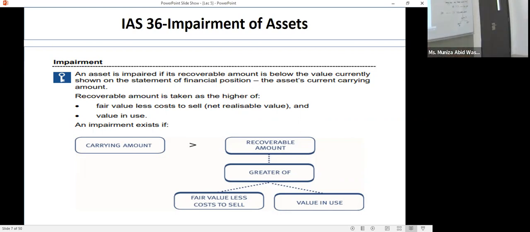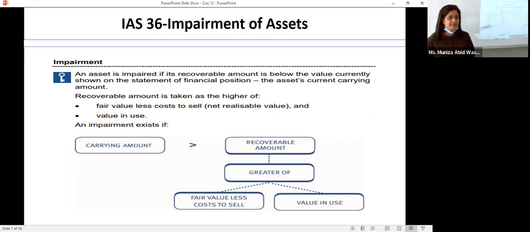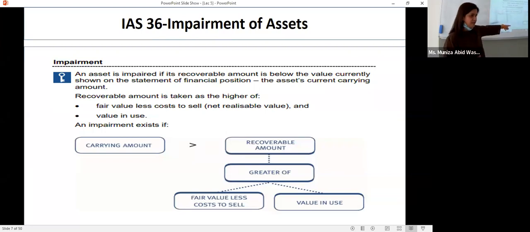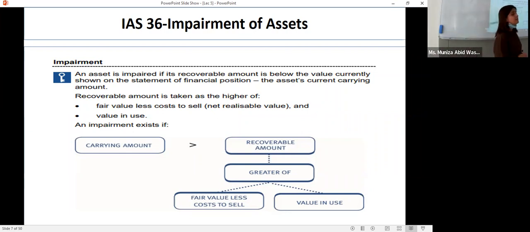Who does remember IAS 2 Inventories? What does IAS 2 tell us? That we have to recognize inventory at the lower of cost and NRV, net realizable value. So what is net realizable value? It's fair value less costs to sell. Estimated selling price minus any of the costs which are necessary to make the sale possible.